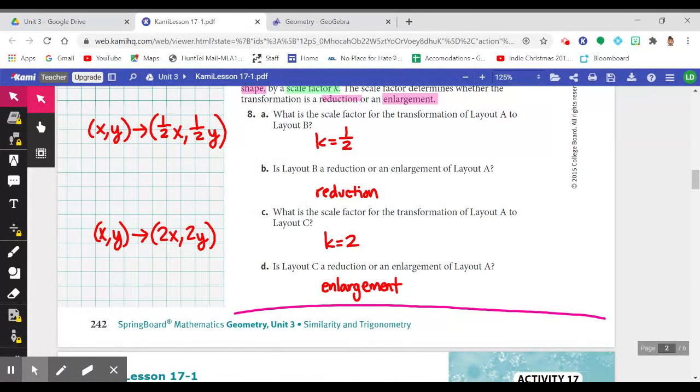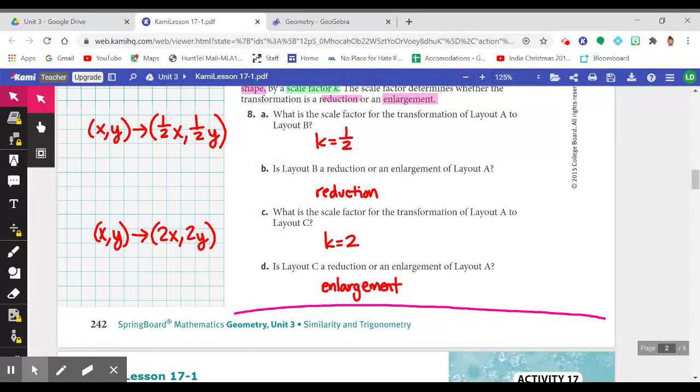So item A says, what is the scale factor for the transformation of layout A to layout B? I wrote the function over here that we wrote for it: (x, y) goes to (1/2 x, 1/2 y), and notice what I said the scale factor was. K is 1/2. So really, when we write the function, that value that you put in front of your image coordinates, that multiplying value, is your scale factor.